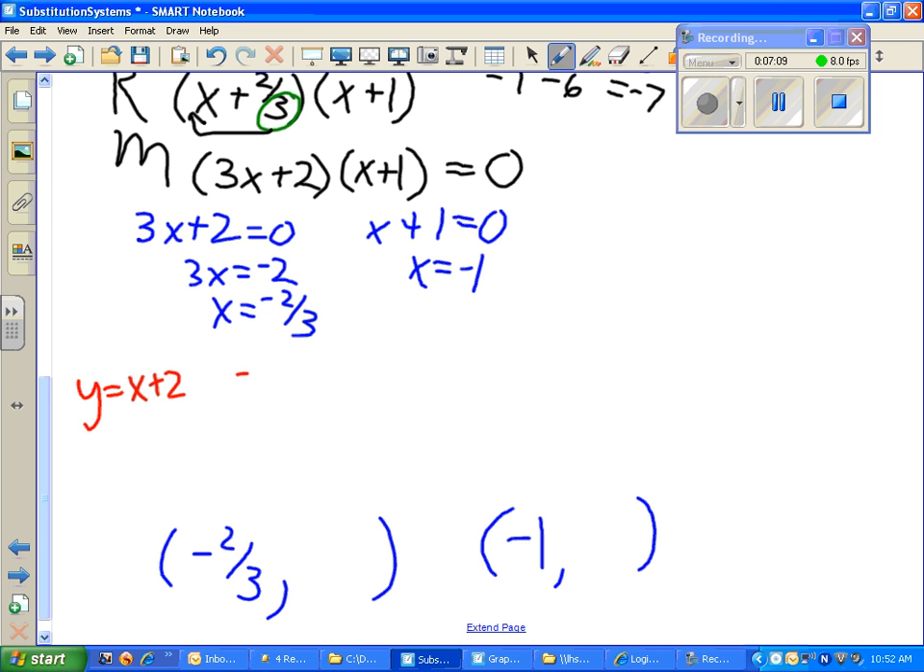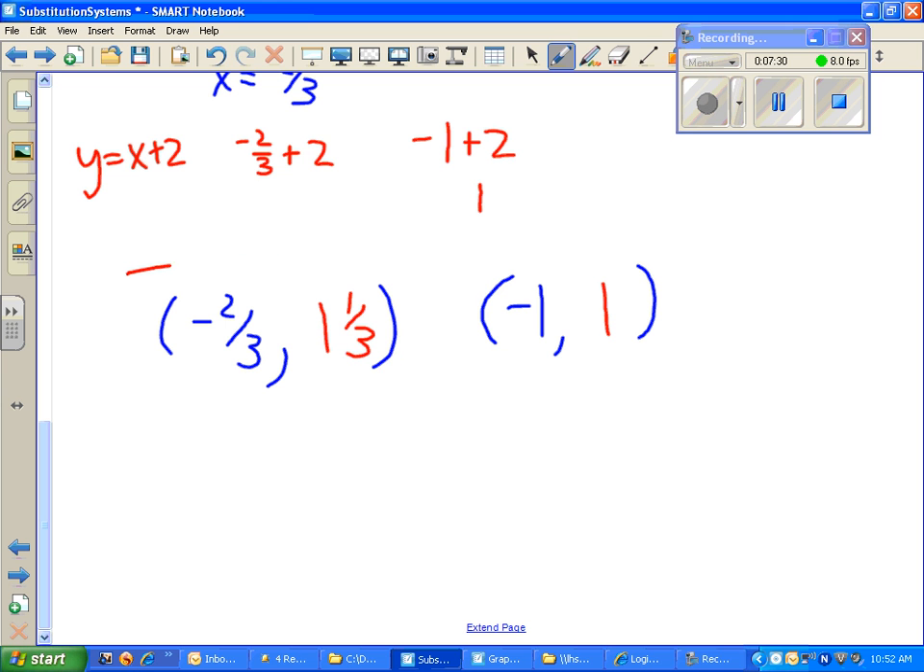So I need to take this negative 2/3 and I need to add 2 to it. Basically 2 minus 2/3 is 1 1/3. That's the first y. And then for the second one, we want to plug in that negative 1. Negative 1 plus 2 would give me 1. So that y value is 1. And this is our solution to the system.